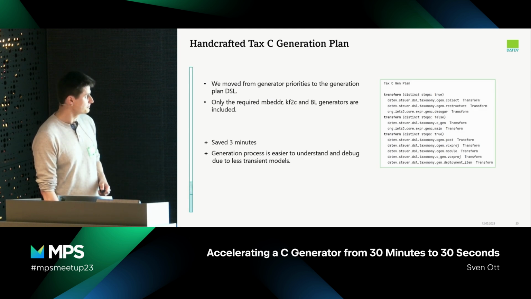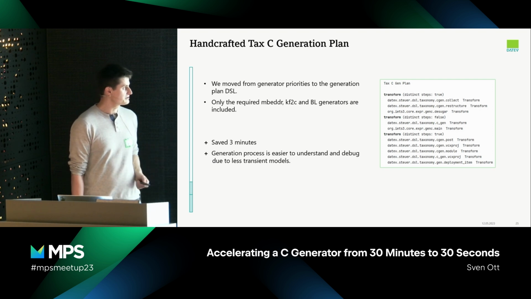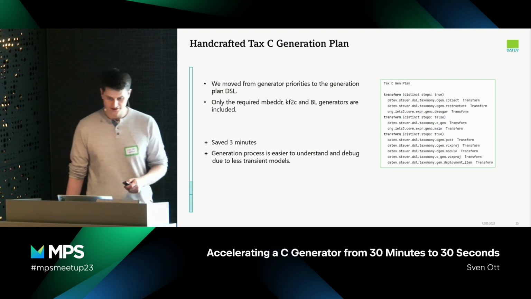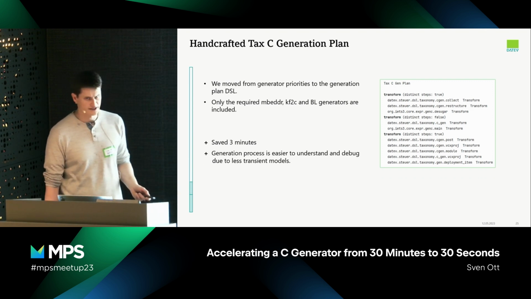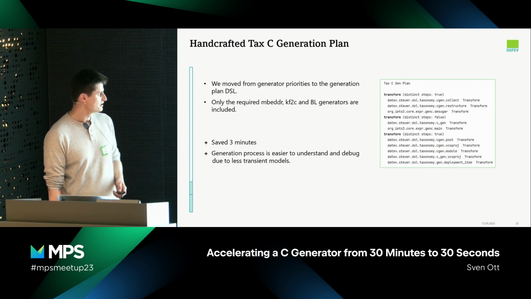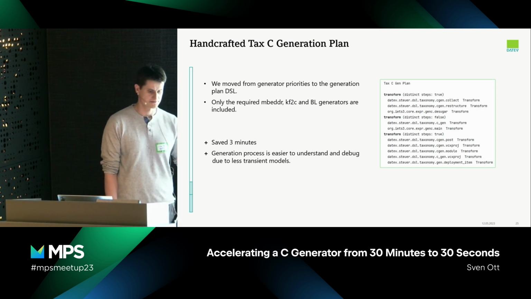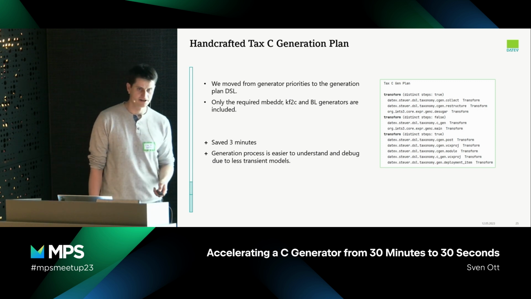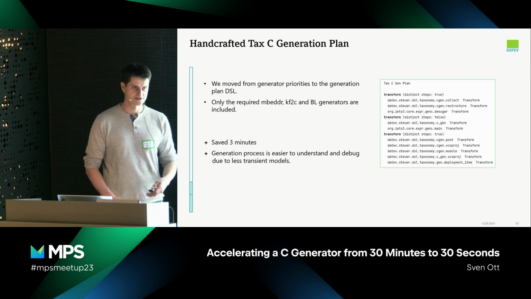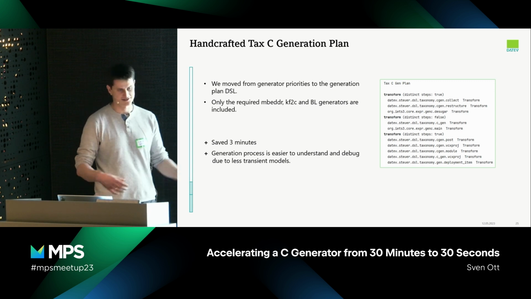And what you can do is switch to the generation plan DSL instead of generator priorities. And this is what we did. So this is really nice. Instead of having 53 generation steps, we only have 9 generation steps now, and we could easily remove all mbeddr-C, kernel F2C, and base language generators we don't need. And this saved us around 3 minutes. And also we developers like it because now the transient models, the generation process, is easier to understand and easier to debug, because you only have 9 transient models instead of 53 transient models.